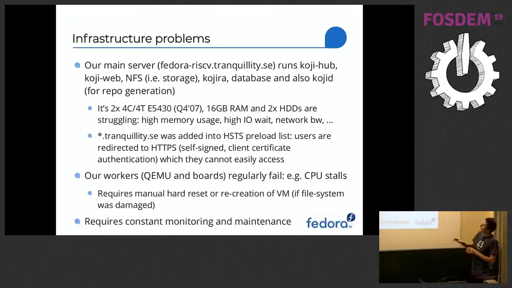Also, our domain ended up in the HTTP Strict Transport Security preload list, and once it ends up in that, if you go to an HTTP site, you are automatically redirected to HTTPS, and a normal user cannot go to HTTPS because that's a self-signed certificate, which we use to log into our Koji infrastructure. So people complained that they cannot log in and get the disk images from our Koji. So we're going to change the domain to fedora.risc5.rocks. This is going to be very simple.